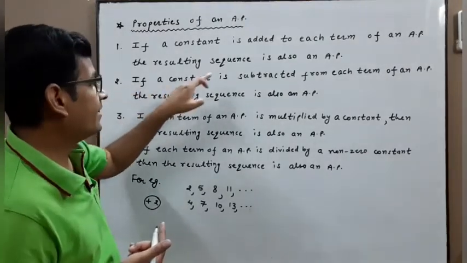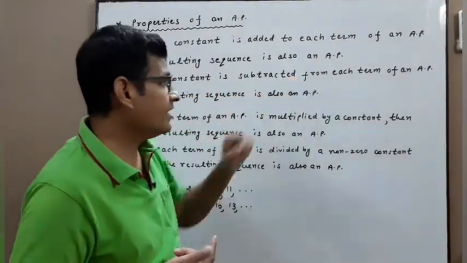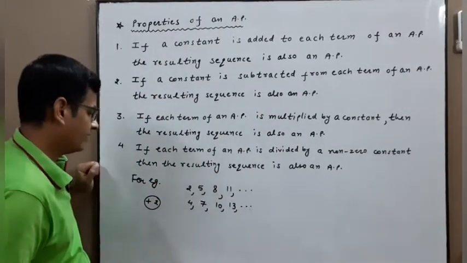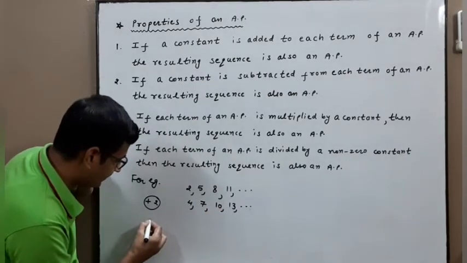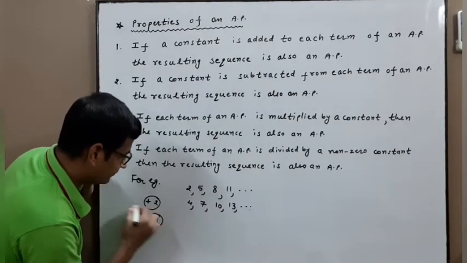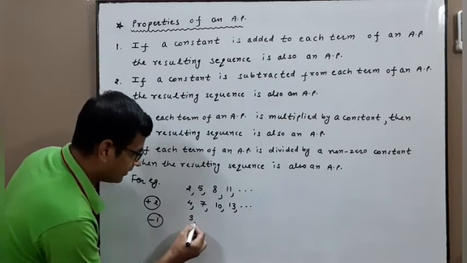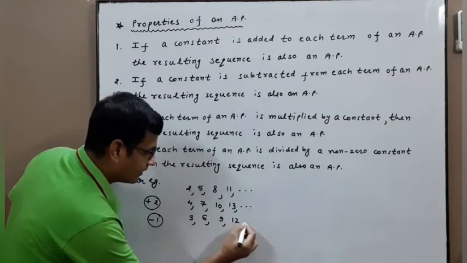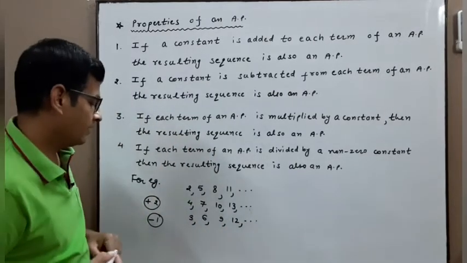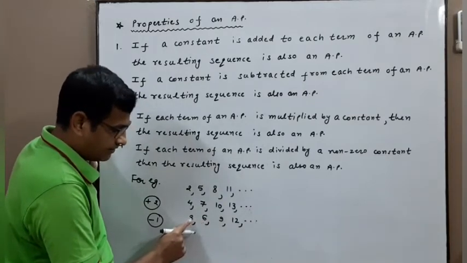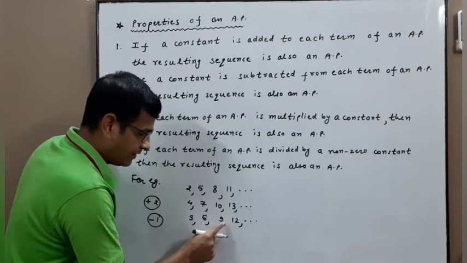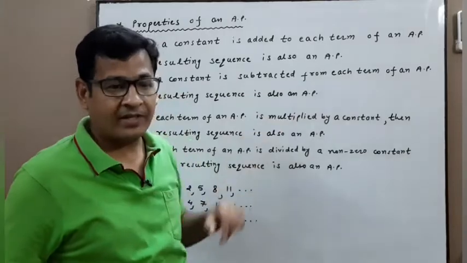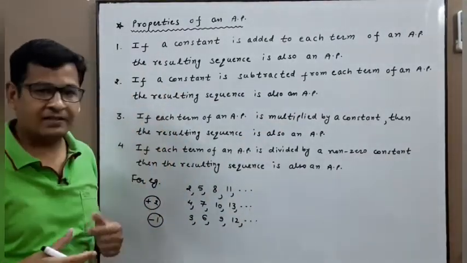If a constant is subtracted from each term of an AP, the resulting sequence is also an AP. Suppose in this AP we subtract a constant, say 1. Subtracting 1 gives 3, 6, 9, 12, and so on. Now check: 6 minus 3 is 3, 9 minus 6 is 3, 12 minus 9 is 3. Means if a constant is subtracted from each term of an AP, the resulting sequence is also an AP.